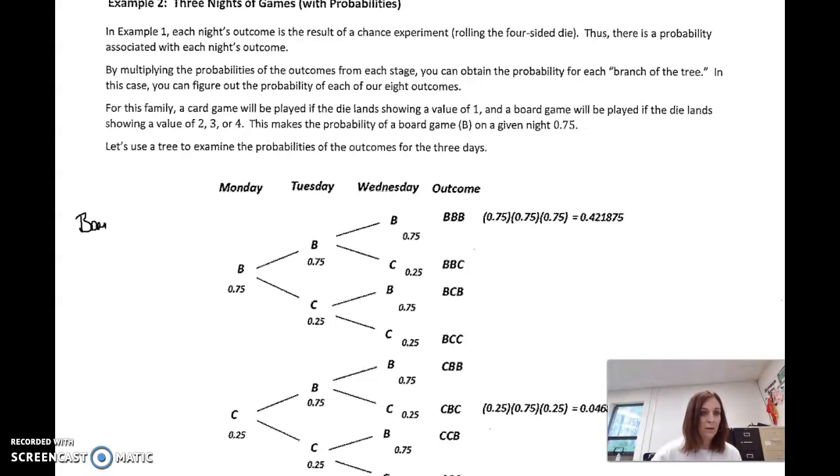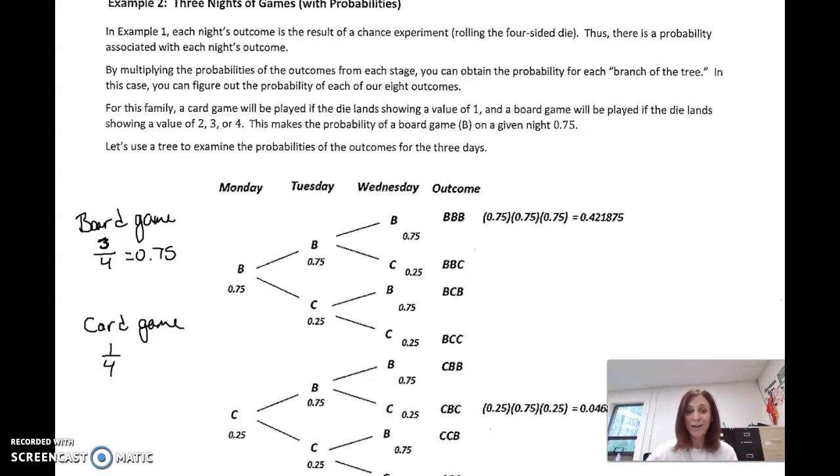Okay, so a board game is 3/4, right? But you'll notice in a board game they have 0.75. If you were to go 3 divided by 4, you get 0.75. A card game only happens if you roll a 1. So that's 1/4. You know, four-sided die. If you get a 1, that's only a 1 out of 4 chance. And if you go 1 divided by 4, you get 0.25.